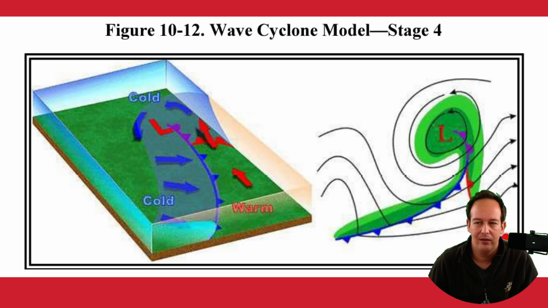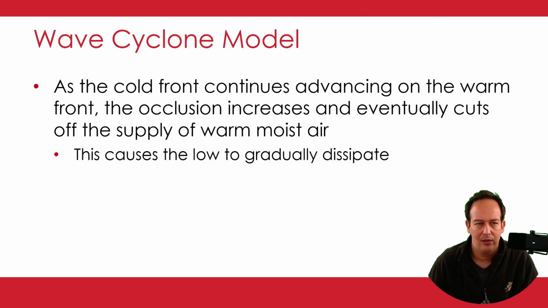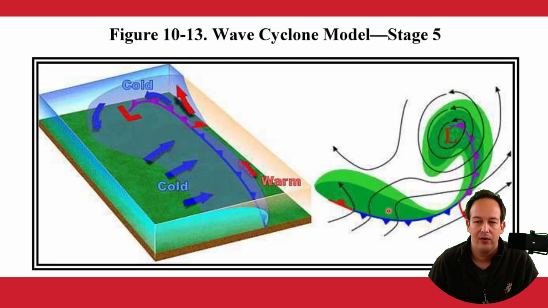And so here it is, developing even further. And as the cold front continues advancing on the warm front, the occlusion increases and eventually cuts off the supply of warm, moist air. And so that causes that low to gradually dissipate. And so here we have it. Now that cold air mass that overtook that warm air mass has fully developed into that occluded front that we see here on the right and here on the left, right there.